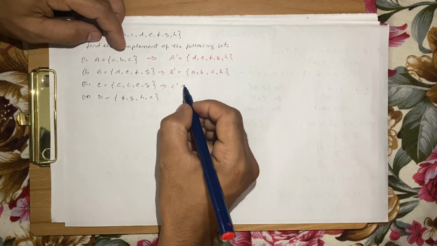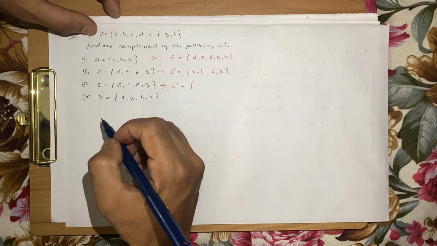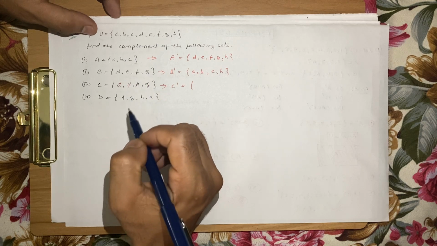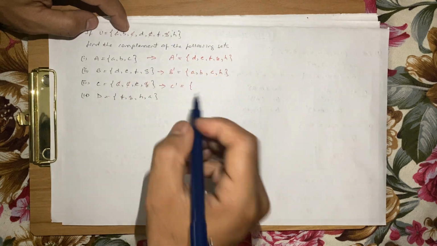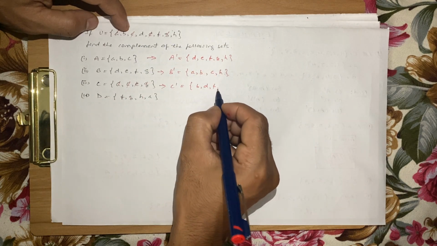C complement will be what? A, C, E and G are there. So what is not there? B, D, F and H.